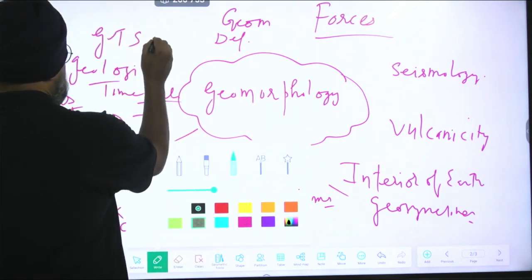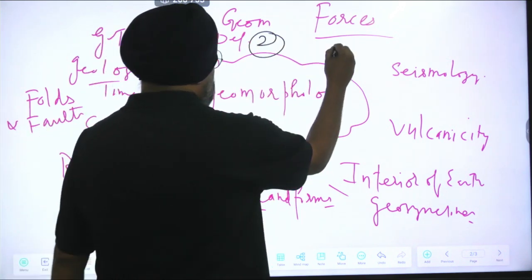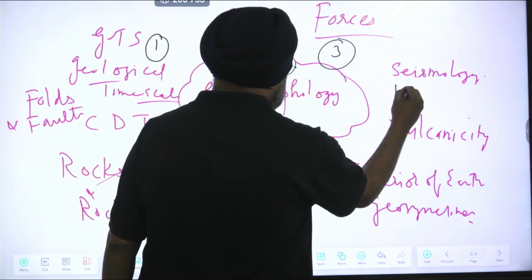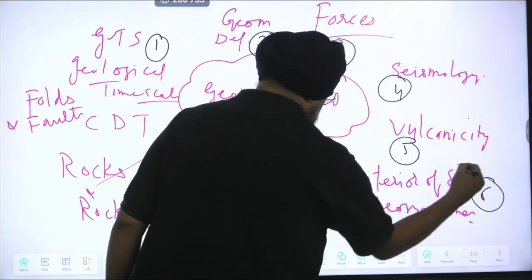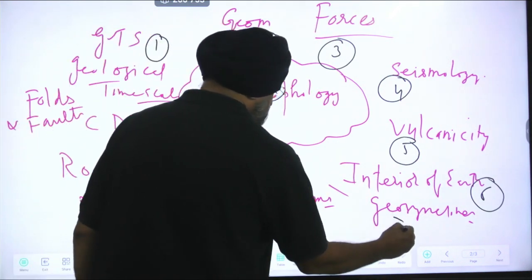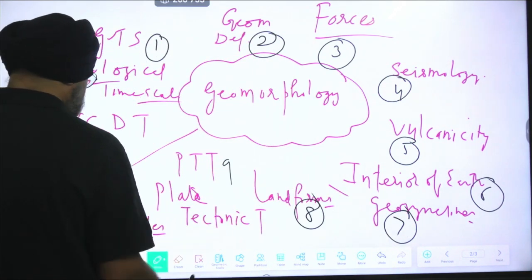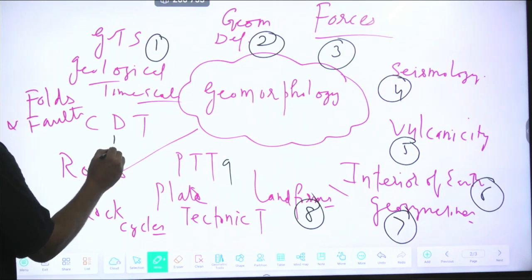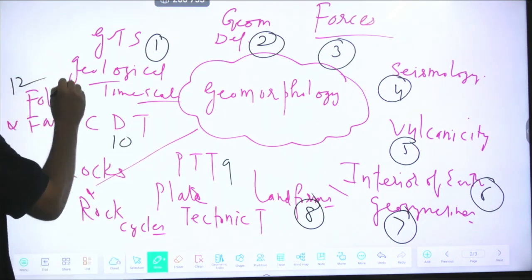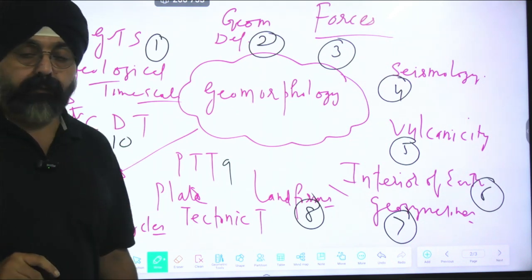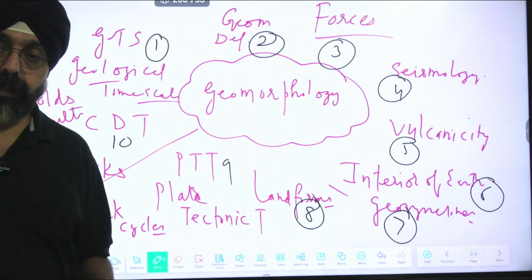This is the geological timescale part 1, definition of the geomorphology part 2, forces part 3, seismology part 4, volcanicity 5, interior of the earth 6, geosyncline 7, landforms 8, plate tectonic 9, 10 is the CDT, rock cycle is 11, and 12 is fold and fault. We are having 12 topics. Each and every topic is very exhaustive.